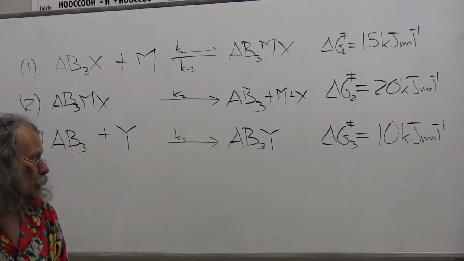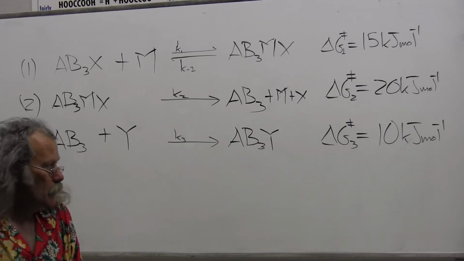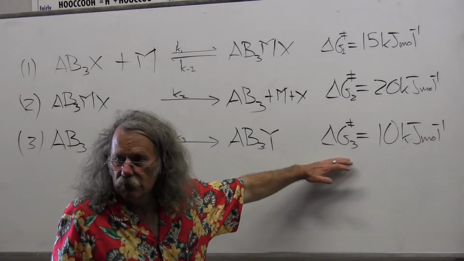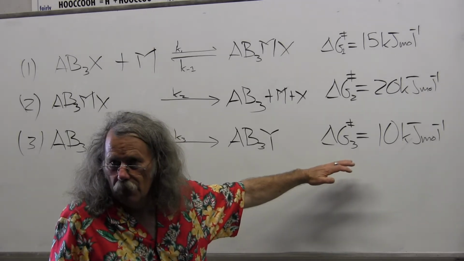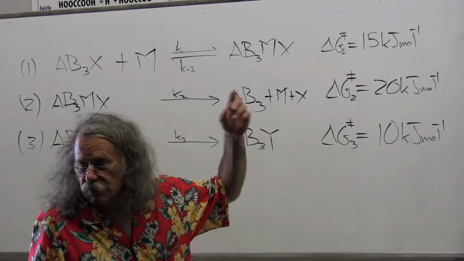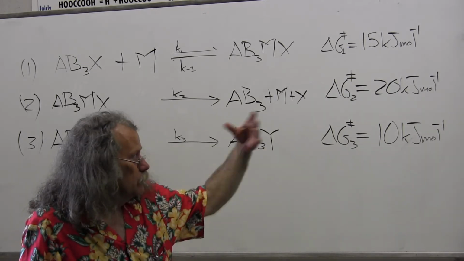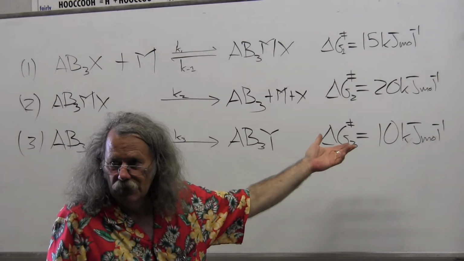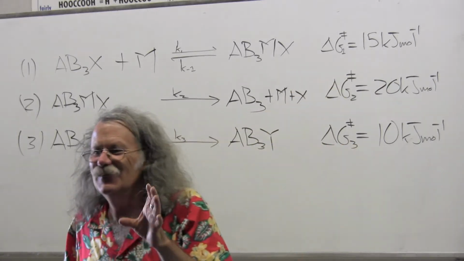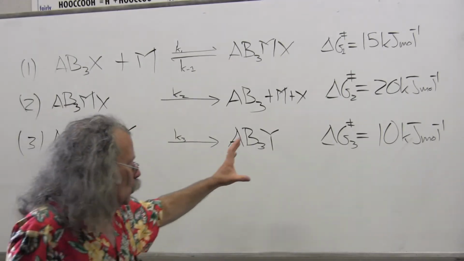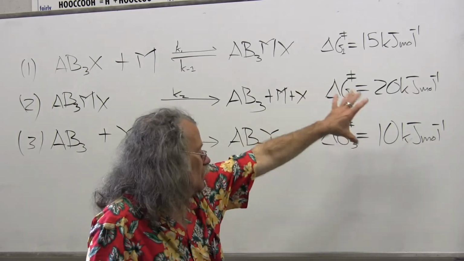Step 3. Why? Because it needs less energy for it to happen. It has the lowest energy of activation. Yeah, you're absolutely right. Does everybody see that? And which is the slowest step? Step 2, for that same reason. And which one's the middle step? Step 1.